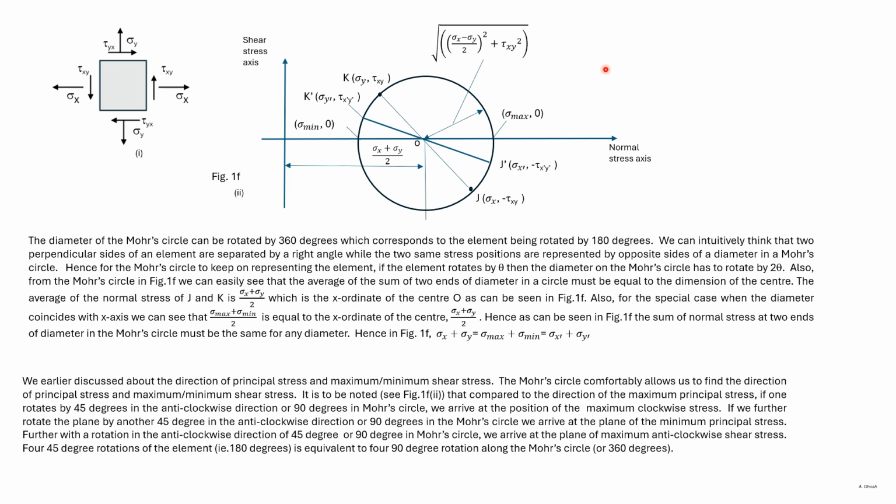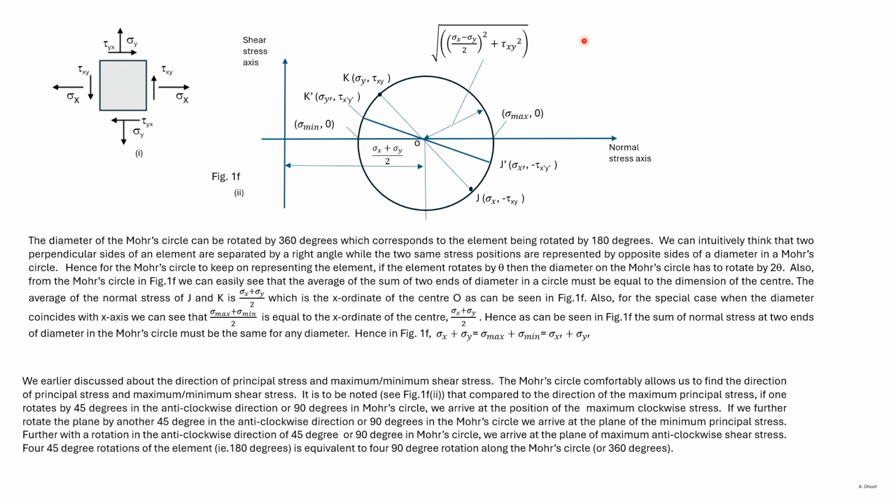We earlier discussed rotating the element from the plane of maximum principal stress. From this Mohr circle, we can see that if we rotate from the plane of maximum principal stress by 90 degrees, we reach the plane of maximum shear stress. In the algebraic equations, we considered anti-clockwise shear stress as positive, while in the Mohr circle, we consider anti-clockwise shear stress as negative.